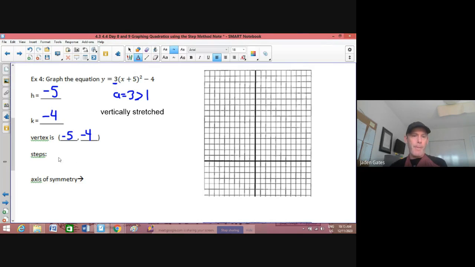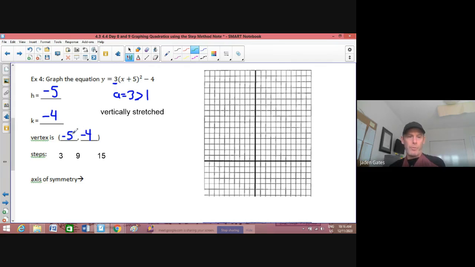Now my steps. Again, I got to take 1, 3, and 5 and multiply it by my a value, which is 3. So 1 times 3 is 3. Whoa, 3 times 3 is 9. And 5 times 3 is 15. The reason our parabola is vertically stretched is because this a value is 3, our steps get bigger because we're multiplying 1, 3, and 5 by a. So if our a is big, we're going up quicker than we normally do, which makes it stretched.